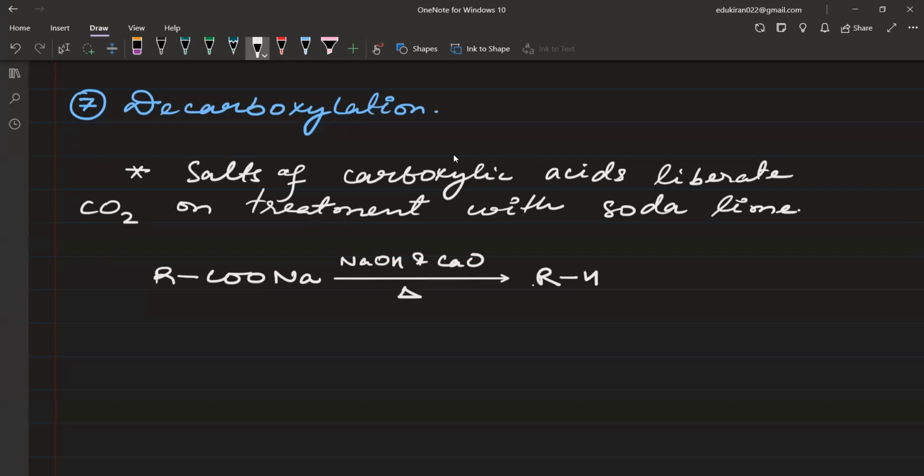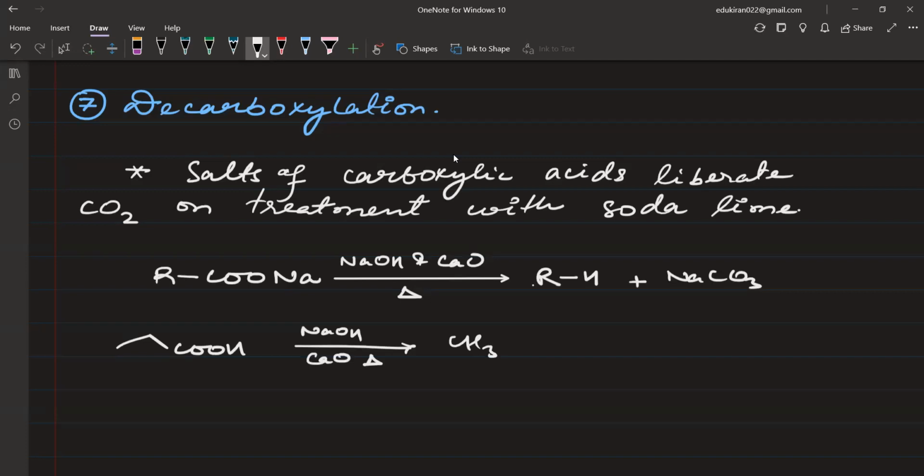Okay, so carbon dioxide evolve हो जाता है and you get what? RH. That means alkane. So for example, if you have 1, 2, 3 carbon atoms, COOH, in the presence of NaOH, CaO and heat, आपको कितने कार्बन, एक कार्बन निकल जाएगा, कार्बन डाइऑक्साइड। ओके, RH प्लस लिख लीजिए, Na2CO3। ठीक है, यहाँ से CO2 निकल जाएगा, तो क्या बचेगा आपके पास, CH3 and CH3। Got it? Please write this down.